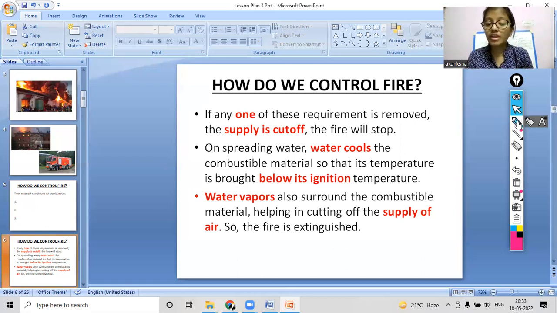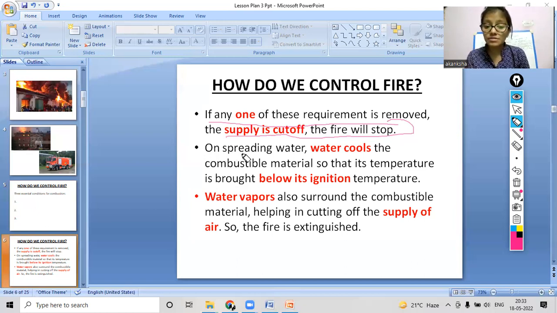How do we control fire? If any one of these requirements is removed, the supply is cut off, the fire will stop. So what are the three different requirements that we need to remove? First, the supply is to be cut off, so the fire will stop. Supply of what? Oxygen, we can say, right?